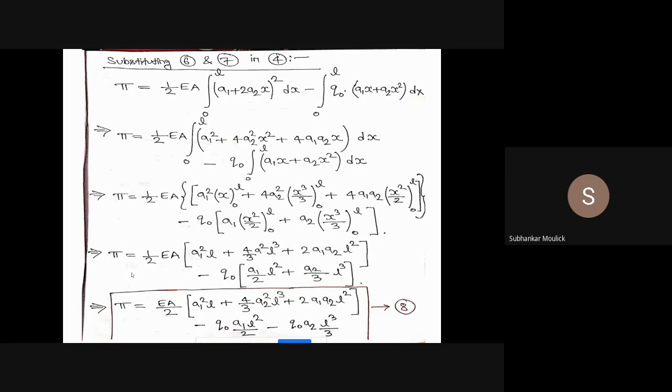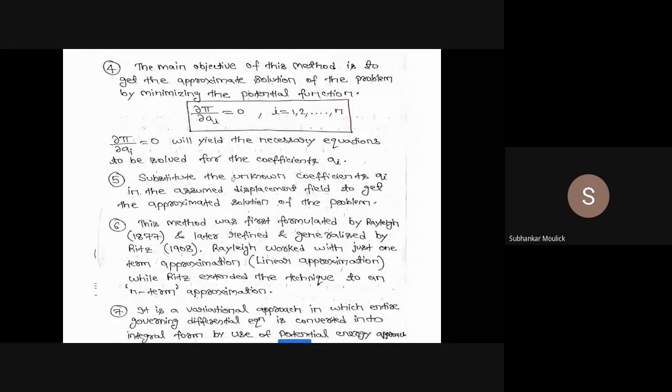So since we have found the value of the potential function for the problem, I told you in yesterday's class that the main objective of the Rayleigh-Ritz method is to minimize the potential of the problem. This is the potential of the problem. I want to minimize it. If I want to minimize it, what do I need to do? I need to partially differentiate. This is the procedure of minimization.